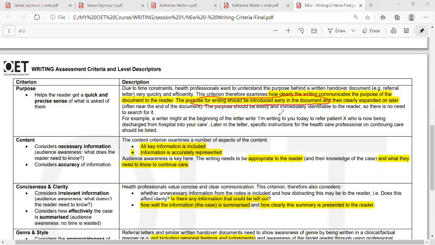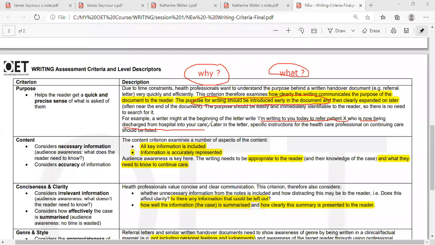So if we take a look at this example, a writer might at the beginning of the letter write, I'm writing to you today to refer patient X who is being discharged from hospital into your care. So to summarize, two important points need to be mentioned clearly in the purpose. Why am I writing this letter and what do I want the reader to do?